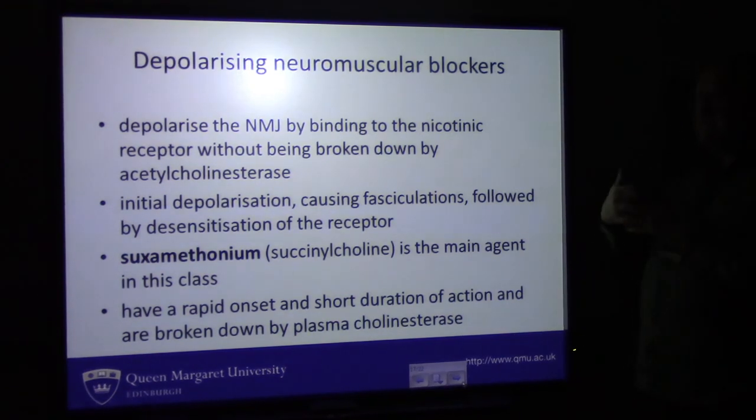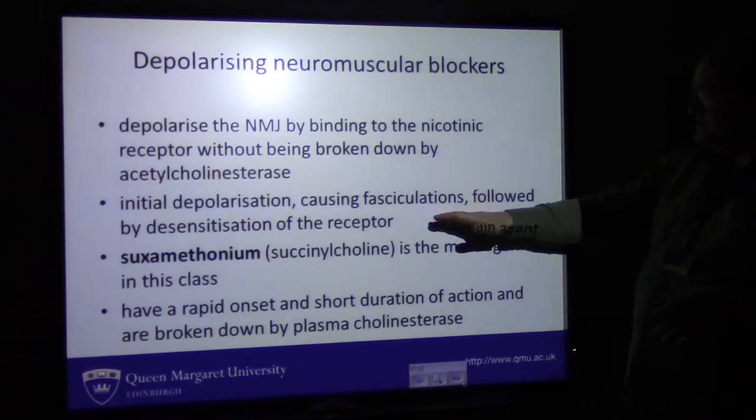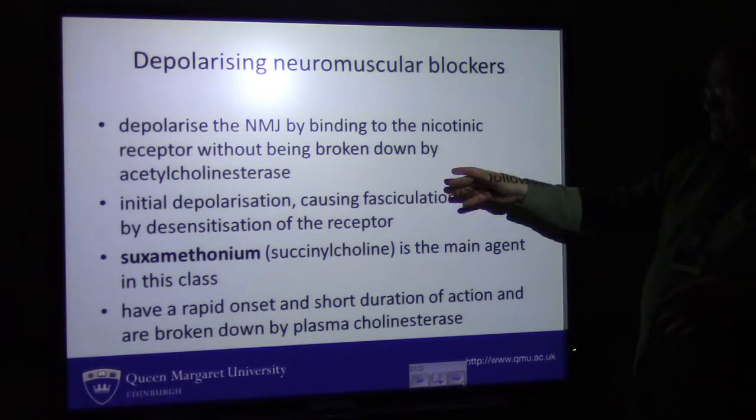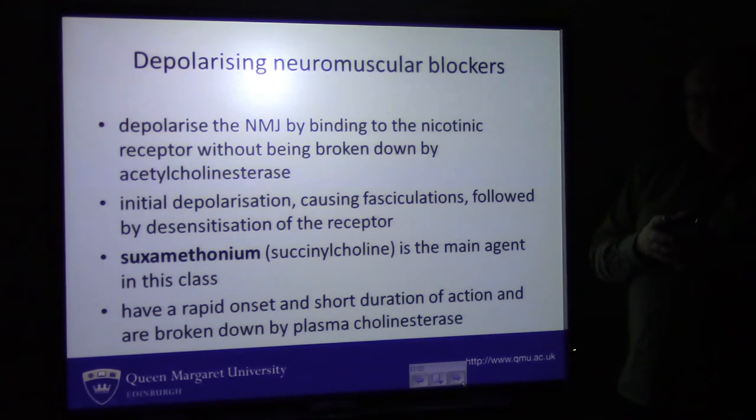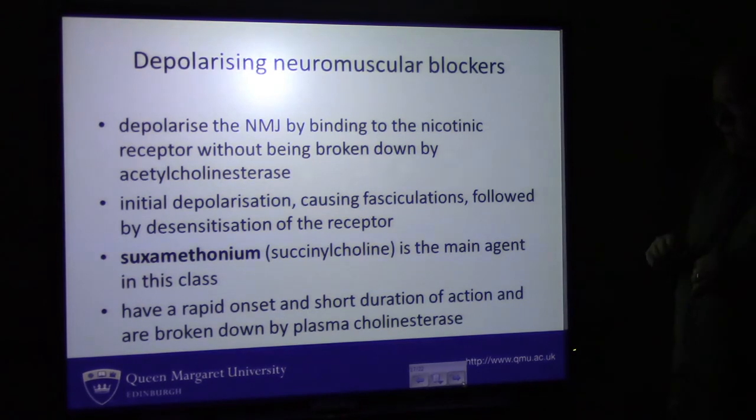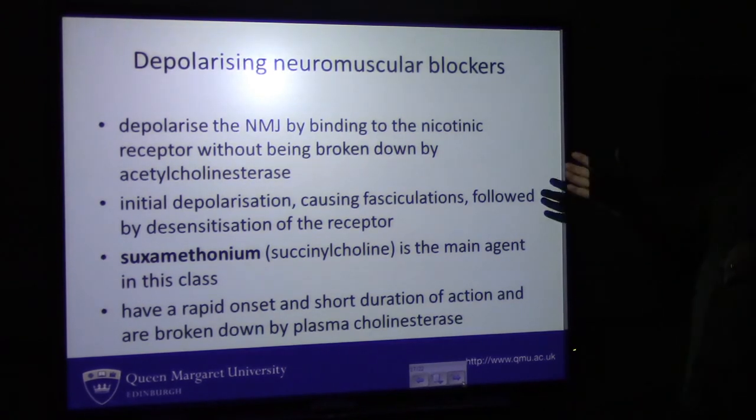The excessive amount of depolarisation they produce causes what we know as fasciculations, which lead to a desensitization of the receptor. So it's almost like these drugs get in there first. They bind to the receptor, they overstimulate it, so that when the acetylcholine comes along, the receptors are desensitized and can't respond to the acetylcholine. One of the best known examples of that is Suxamethonium.